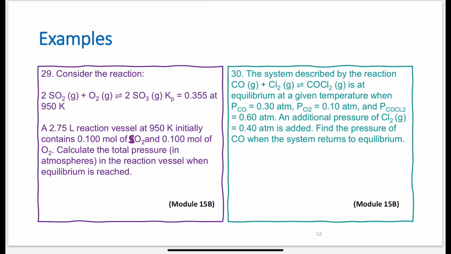Okay, so this is that whole idea of adding up again. So P total is the pressure of SO2 plus the pressure of O2 plus the pressure of SO3. I know that I've got 0.1 moles of each reactant, and I don't have any product to start. So let's go ahead and set up our ICE chart. 2 SO2 gas plus O2 gas in equilibrium with 2 moles of SO3 gas. Got 0.1 moles. I've got a 2.75 liter system.